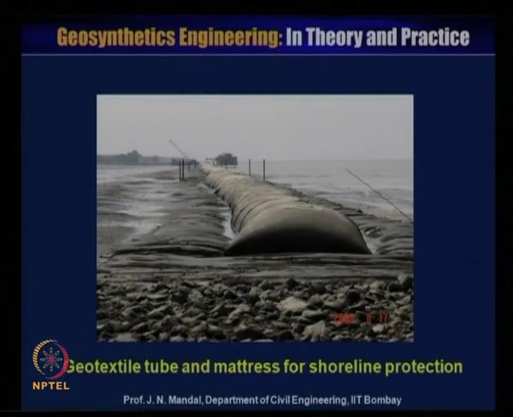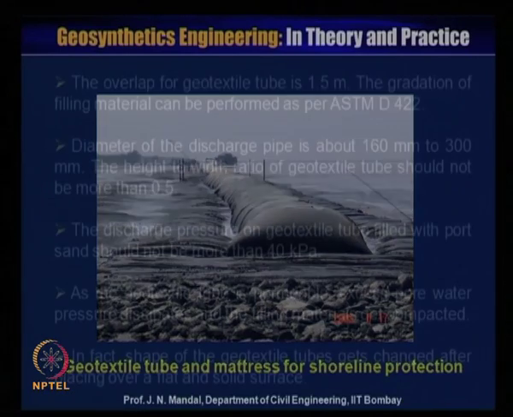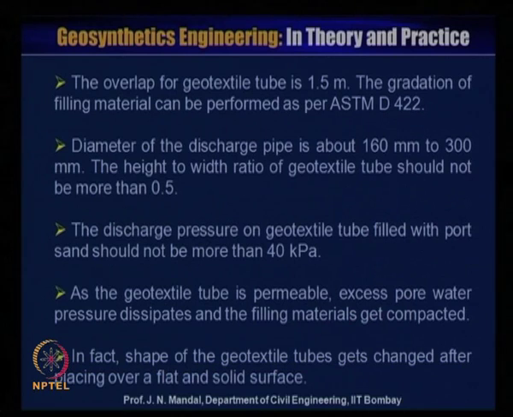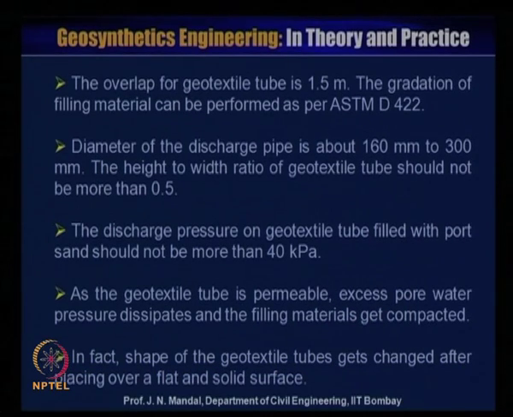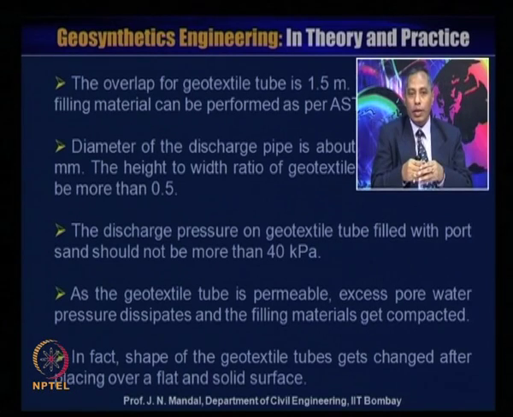This is geotextile tube and mattresses for soil line protection. The overlap of geotextile tube is 1.5 meter. The gradation of filling material can be performed as per ASTM D422. Diameter of the discharge pipe is about 160 millimeter to 300 millimeter. The height to width ratio of geotextile tube should not be more than 0.5. The discharge pressure on geotextile tube filled with port sand should not be more than 40 kilopascal.